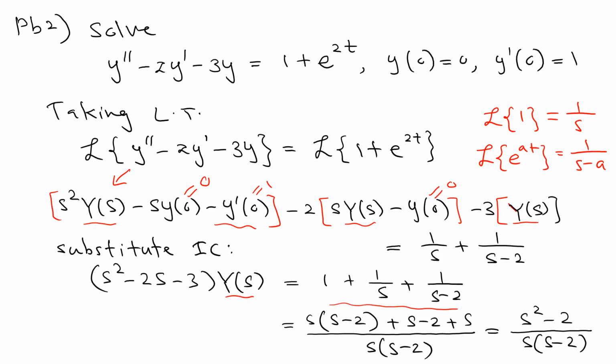Now what we can do is divide both sides by this factor, and you can first see that you can factor this. The two factors are s minus 3 and s plus 1. So we can divide by that factor on both sides. So let's do that.